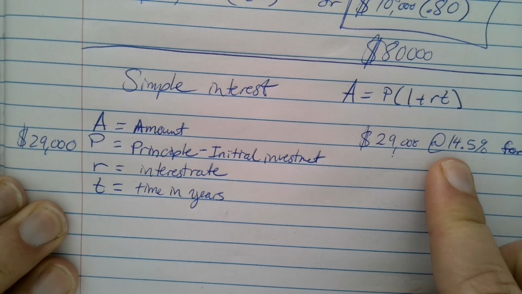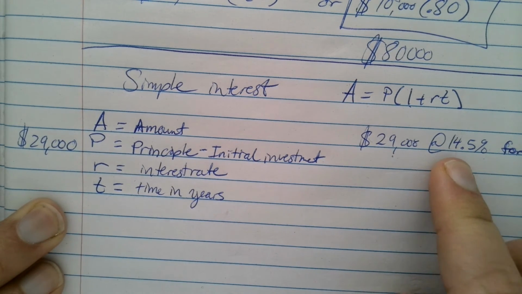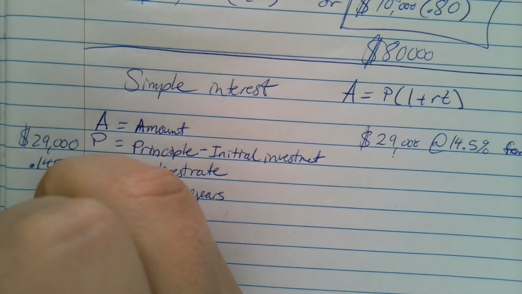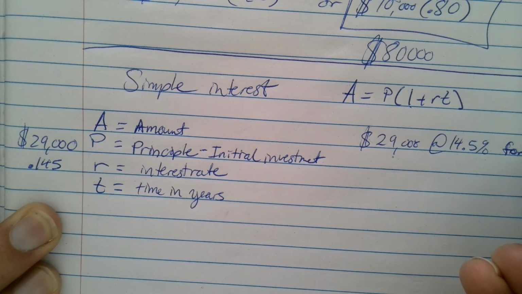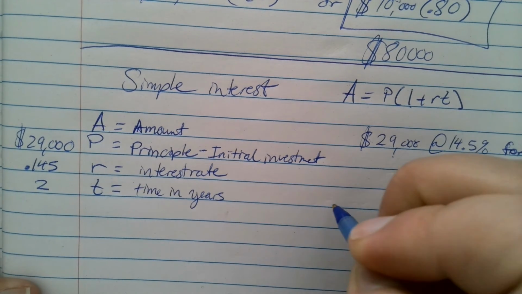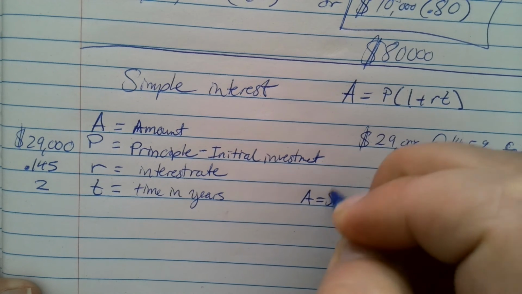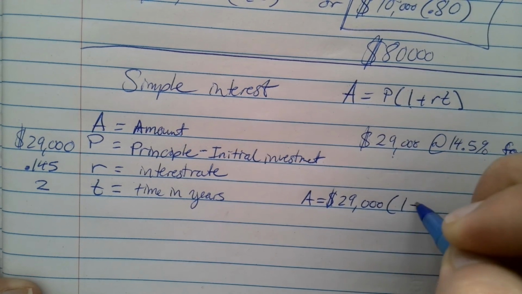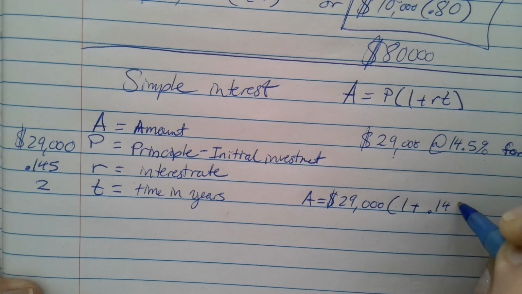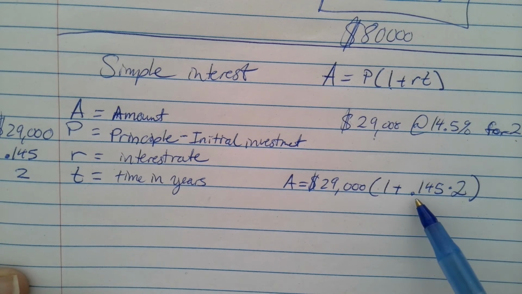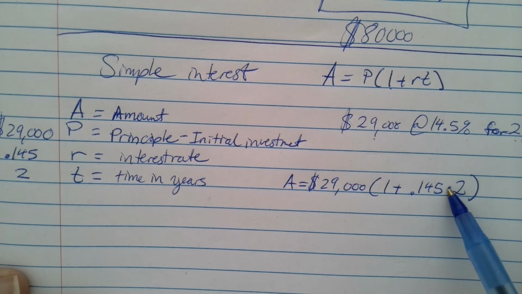Where does the 14.5 go? That'd be the R, the interest rate. Yeah, just change it to a decimal so it's 0.145. Okay. And then 2 years is time. Yep. And what I care about, because I'm going to give you all the answers, is that you can set it up correctly. That's a decimal point. That's a multiplication.